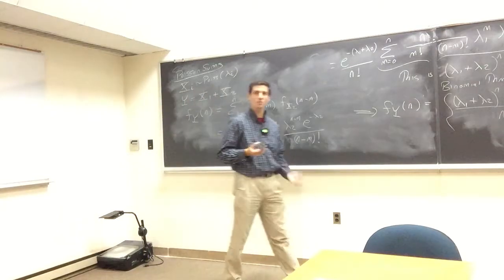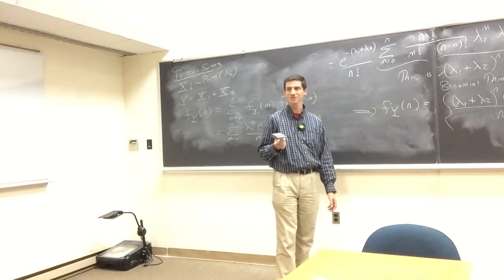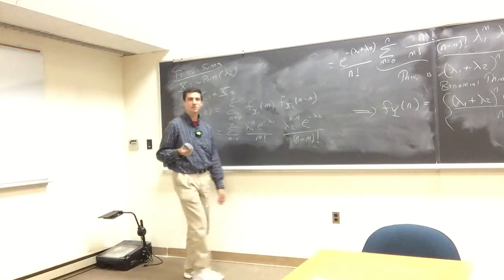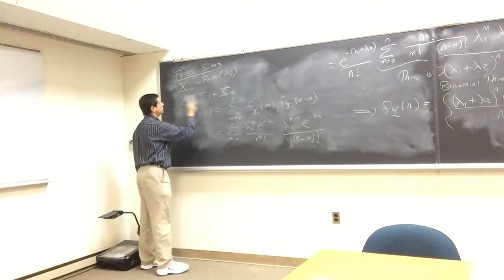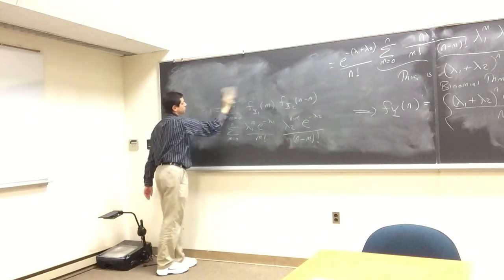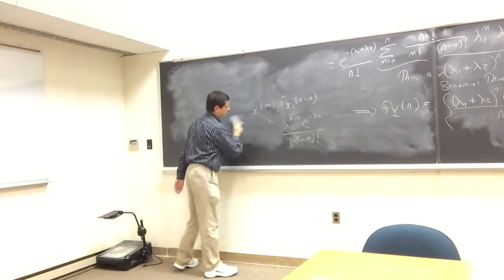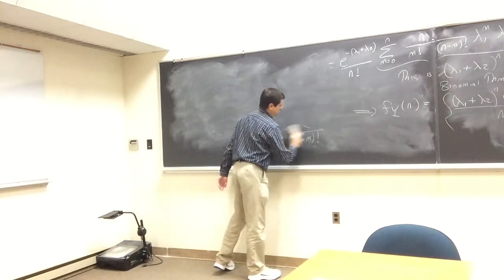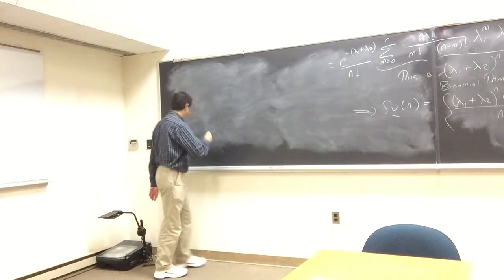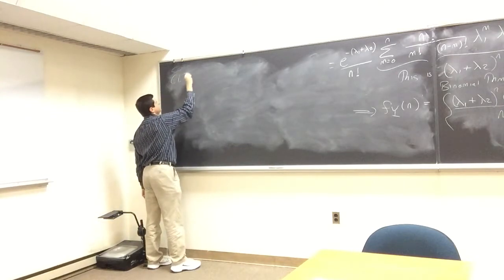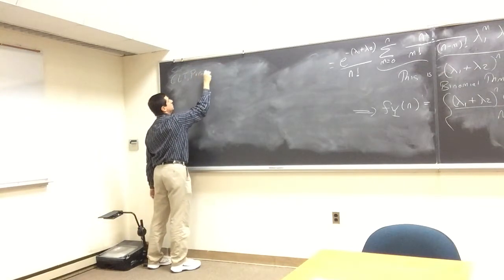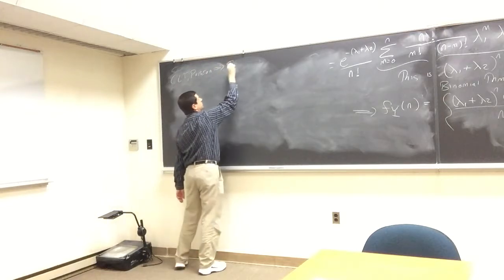What should sums of Poisson almost be? Normal, right? The central limit theorem says sums of Poisson is almost normal. So here's a way to get Stirling. So CLT and Poisson implies Stirling.